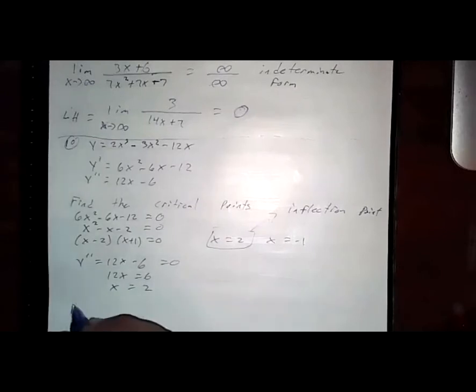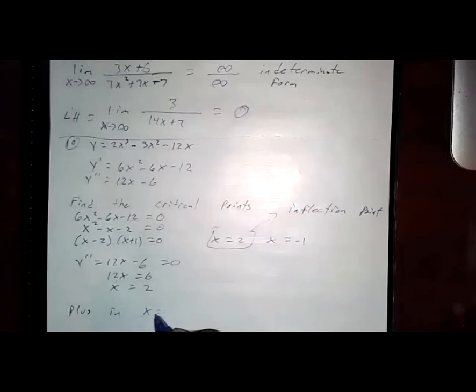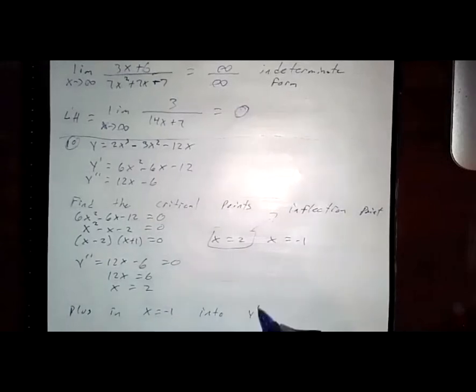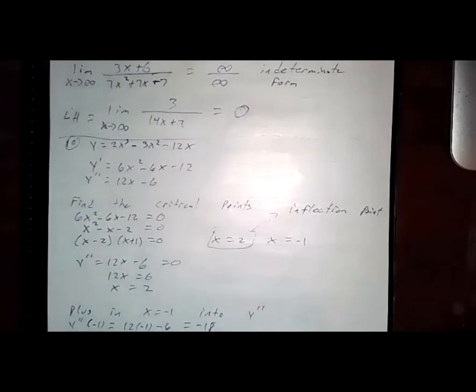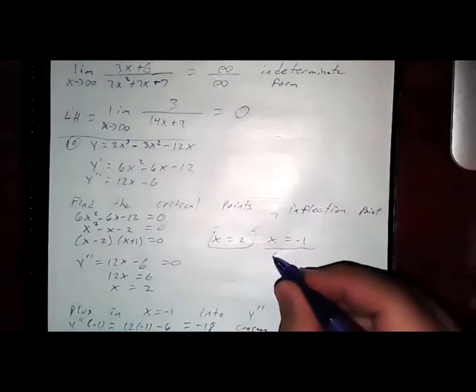So plug this guy into the second derivative to find out if it's concave up or down, meaning it's a minimum or maximum, right? So plug in -1 into y double prime. What'd you get? -18. Okay. 12 times -1, yeah, looks right to me. Meaning concave down, right? So this one is a maximum.